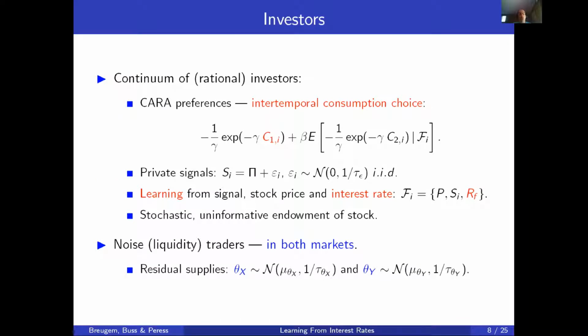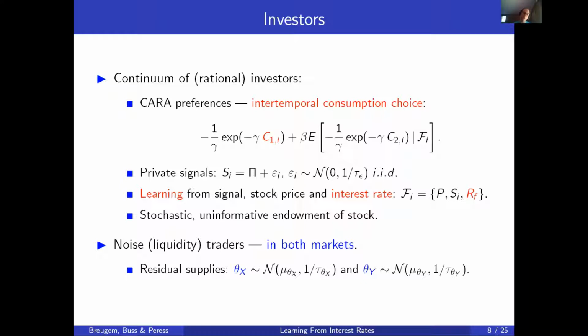The investors: there's a continuum of rational investors with these CARA preferences. They consume in both periods, period 1 as well as the final period. That's novel also, that we have consumption in the early period, which is associated with having an interest rate that is endogenous. Investors observe a private signal, pi plus an error epsilon, which is IID across agents, and investors learn from their signal, from the stock price that they observe, and, key again, from the interest rate that will convey some information. The investors are endowed with a certain number of shares to kick off the economy, and that endowment is assumed to be uninformative.